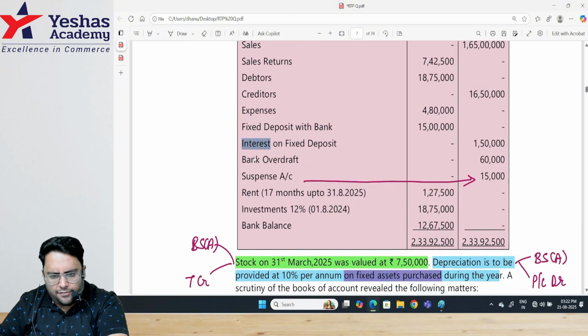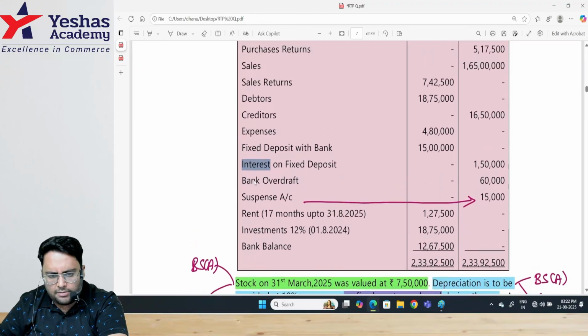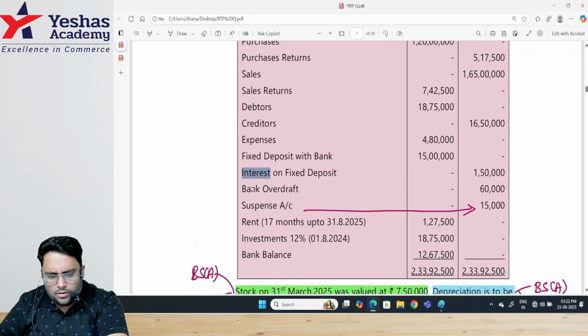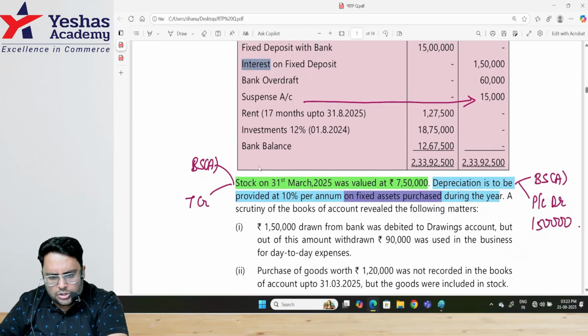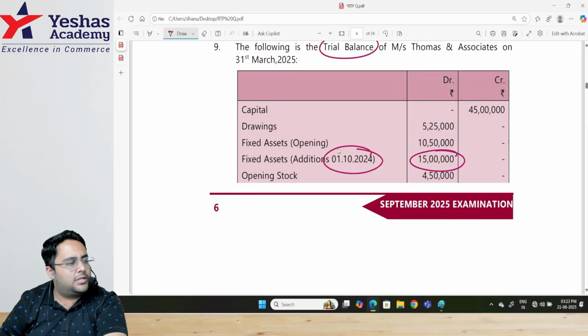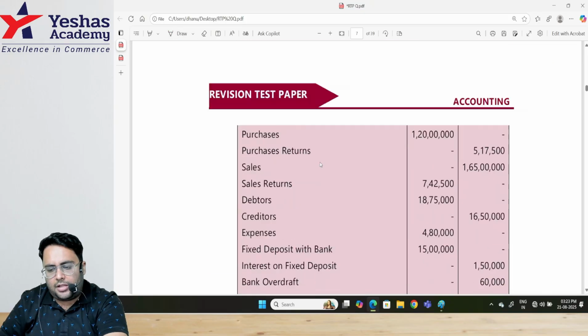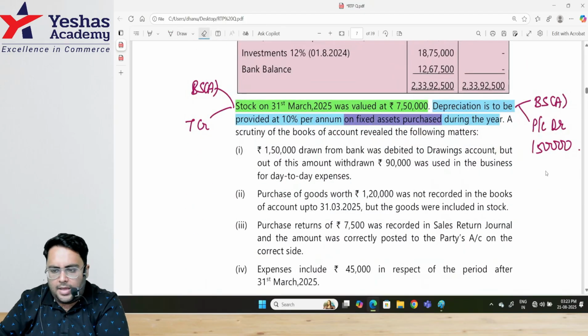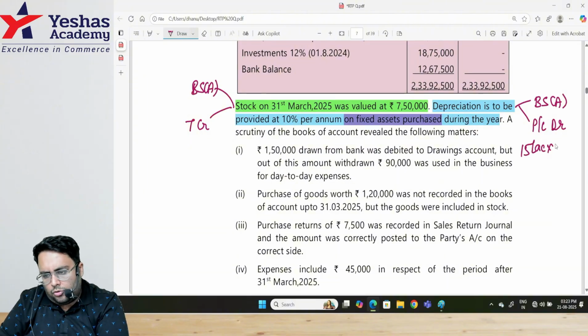Coming, one second. Check if they have given depreciation on the opening assets somewhere. Correct. Only purchased during the year. I understand these assets. Oh, they have also given the date of purchase. So it will not be 1,50,000. It will be 15 lakh into 10% into 6 by 12.